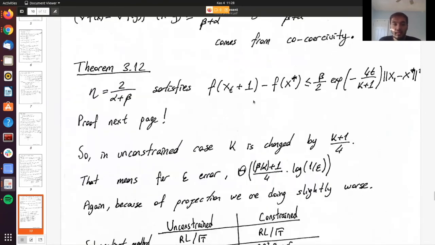In that case, the proof will be on the next page. And in that case, the k, this is a constant that shows beta over alpha. That constant will be changed to k plus 1 over 4. And that will mean to achieve an epsilon optimal point, we have this many oracle calls, which is slightly less than the constrained case. So because of projection, we are doing slightly worse, but this is, as I said earlier, expected.